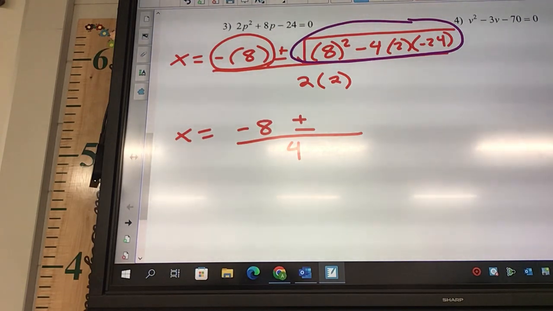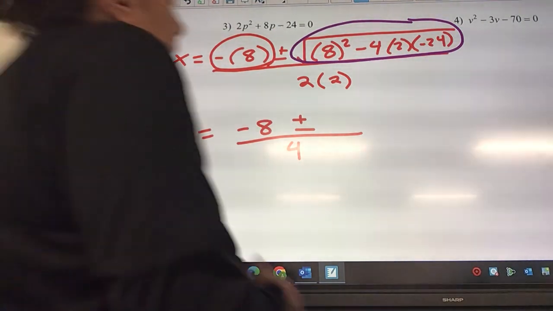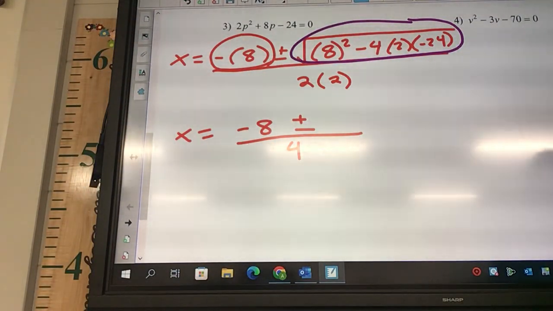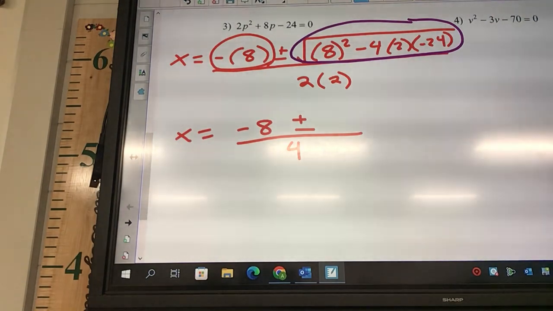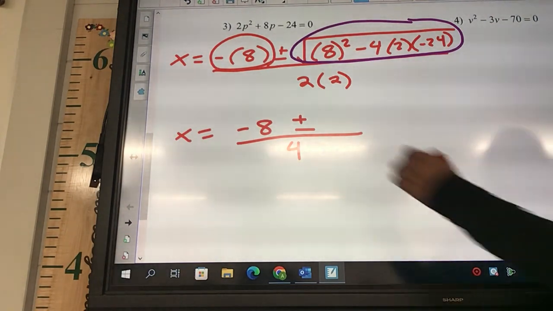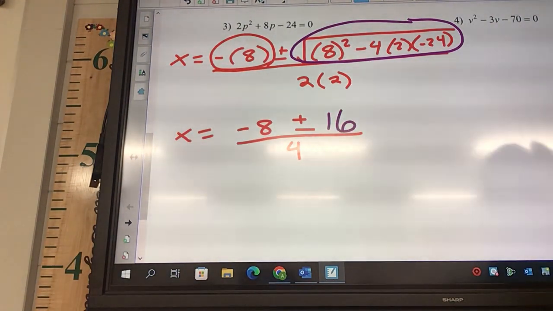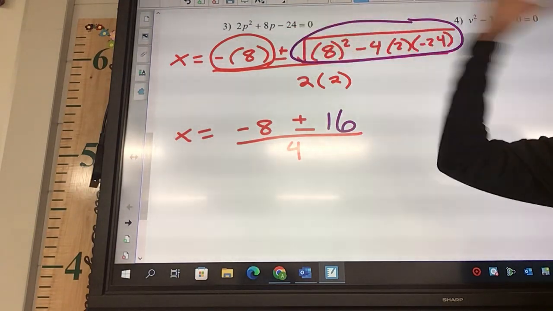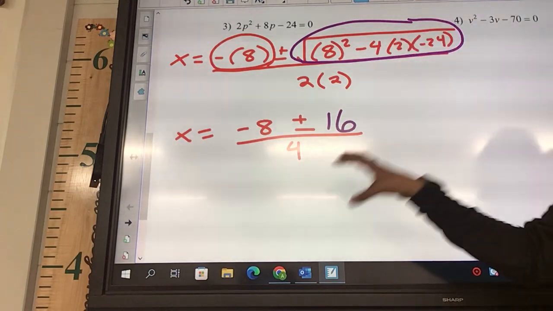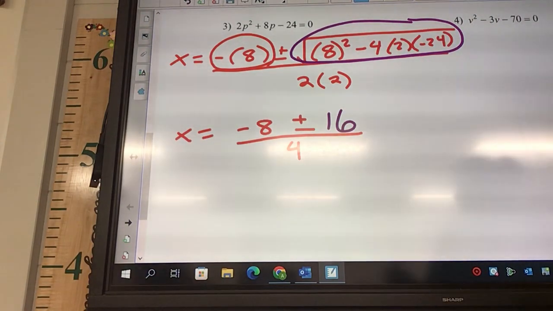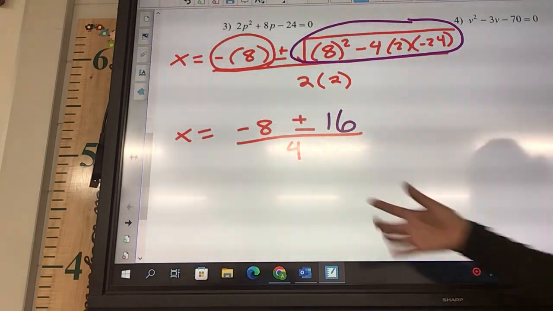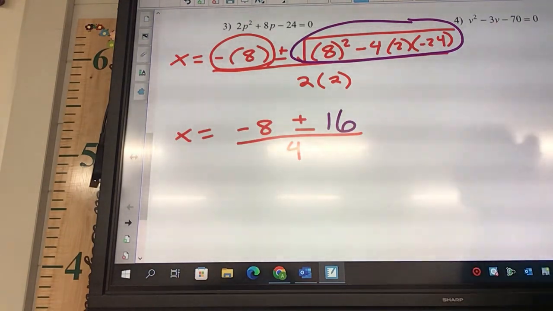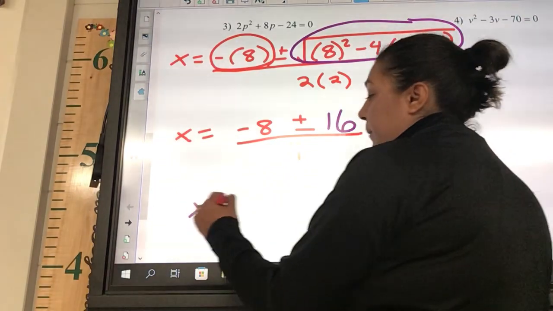What did you guys get for underneath the square root? 16, somebody agree? And then our plus minus. So this is where I said you can skip a step. Rather than writing it all out a second time, you know what to do, right? So there's no point in writing it. Can you? Absolutely. Do you need to? No. So you're going to type it twice. One with negative 8 plus 16 over 4, negative 8 minus 16 over 4. And what were the 2 answers that you got?